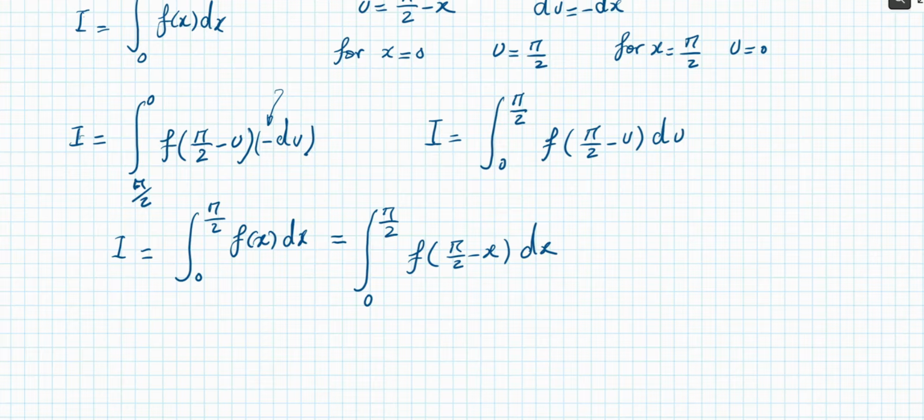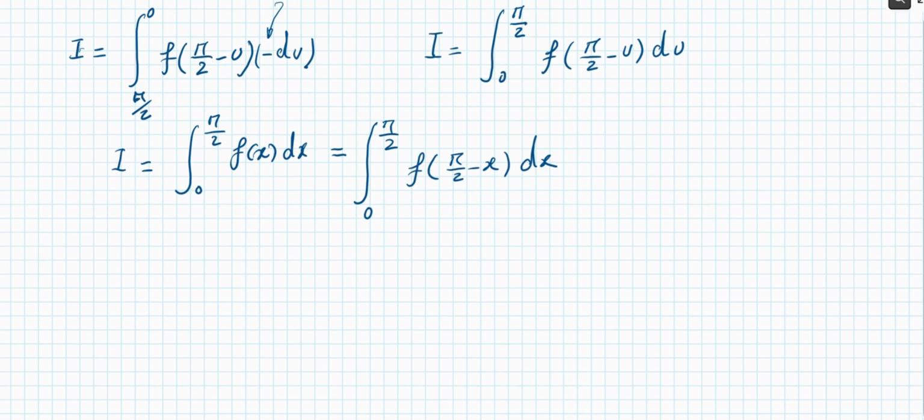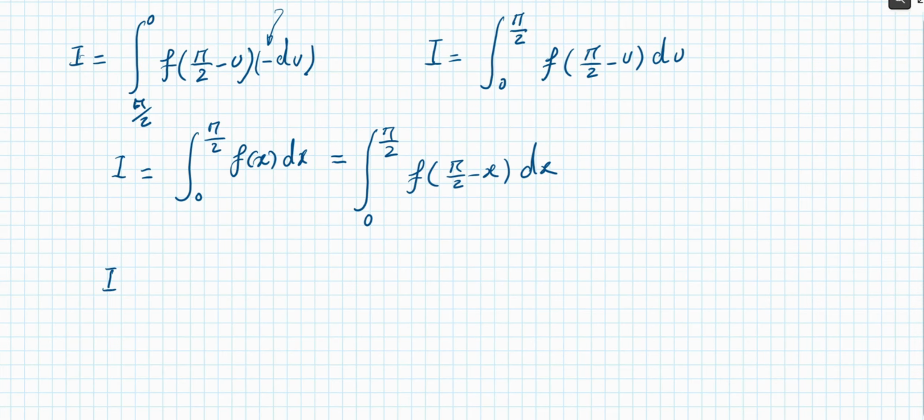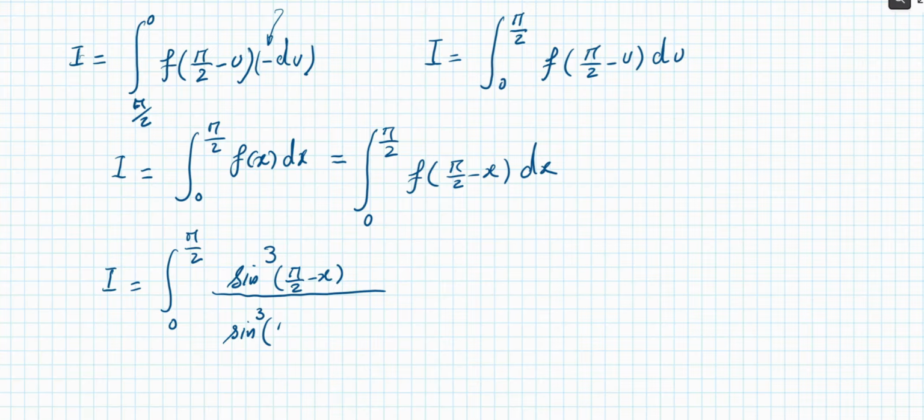Now with this property in mind, we define I as the integral from 0 to pi over 2 of sine cubed of pi over 2 minus x over sine cubed of pi over 2 minus x plus cosine cubed of pi over 2 minus x, and here we have dx.